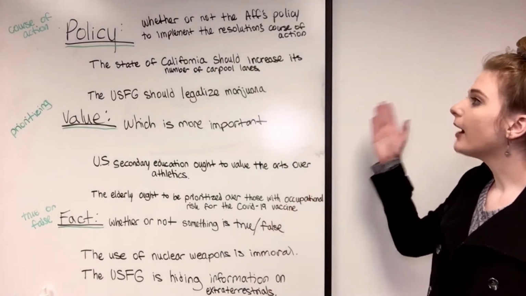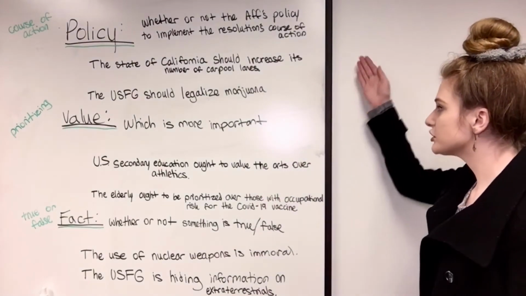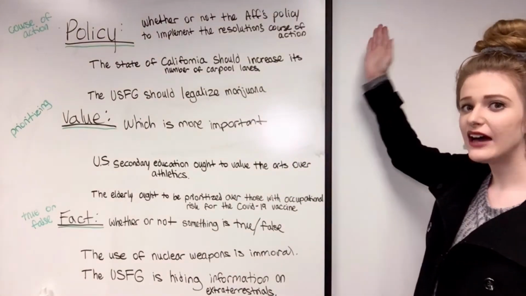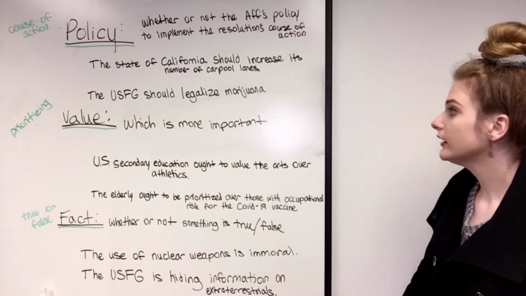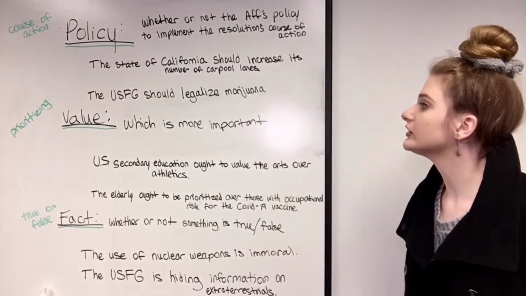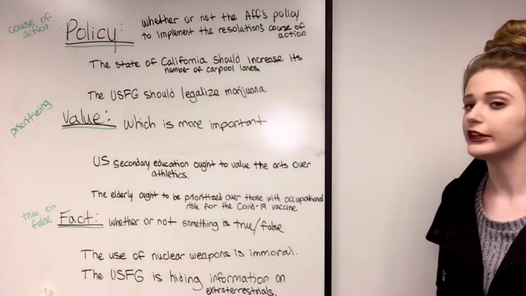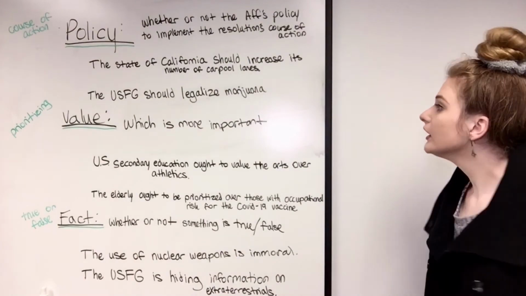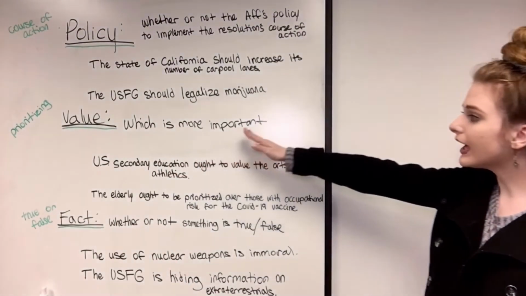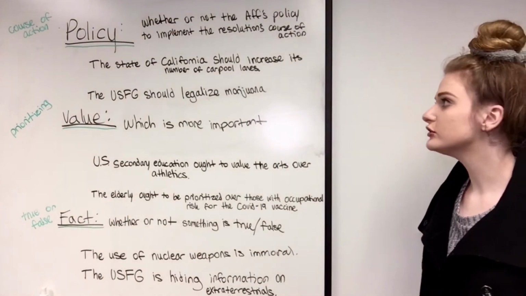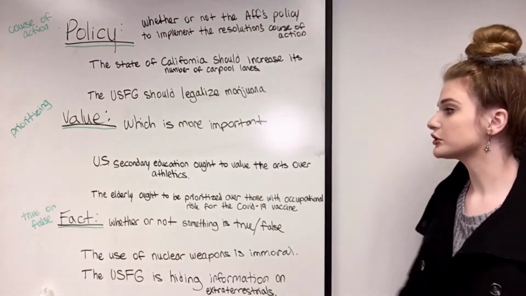But in summary, a policy resolution looks at whether or not this course of action should be happening and whether or not the AF's policy to make that course of action happen should be used. Again, in the second example of a policy resolution, we have the U.S. federal government should legalize marijuana. If you are given affirmation for this, you come up with a policy that would allow the U.S. federal government to legalize marijuana. If you're the negation, you can go through any of those three options when negating that policy resolution.